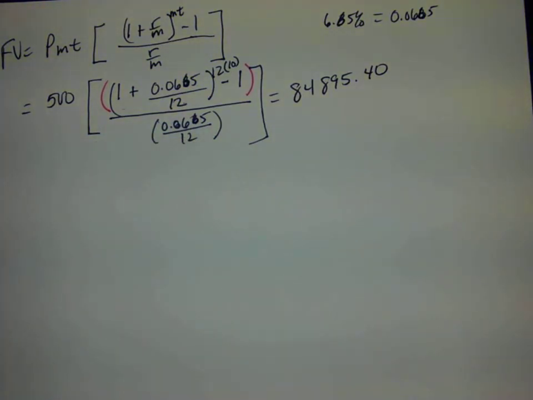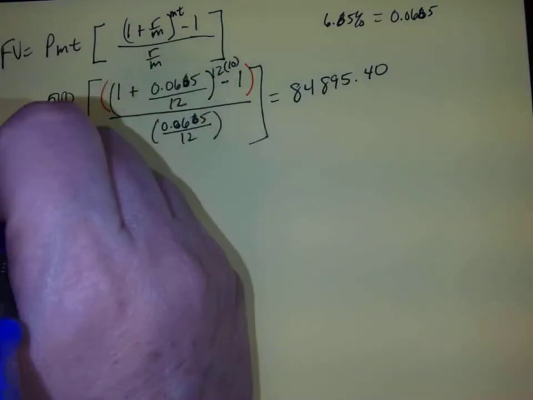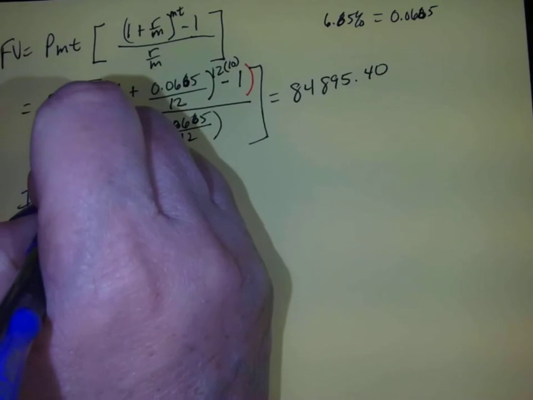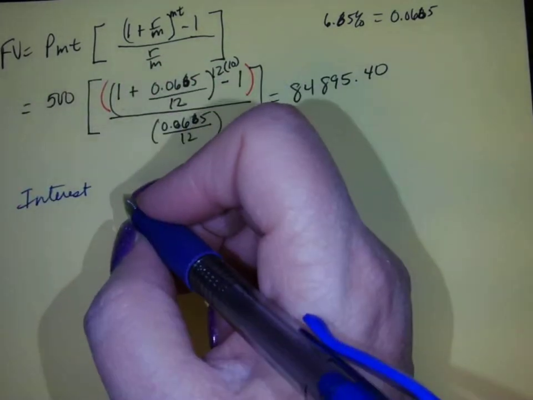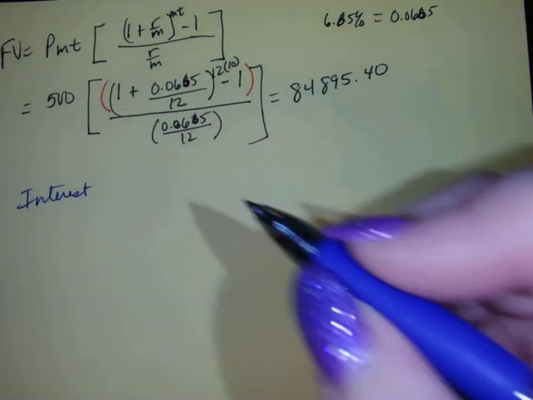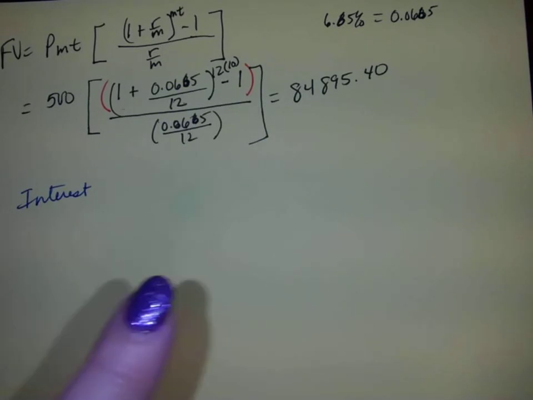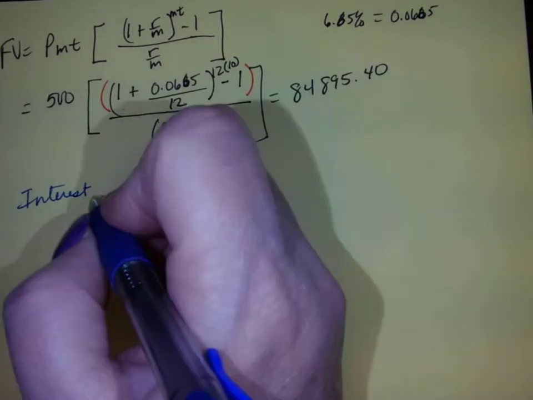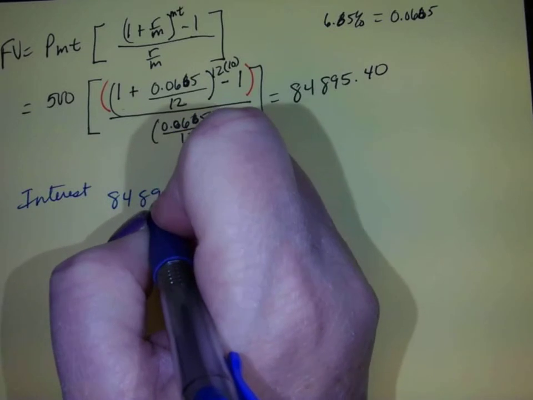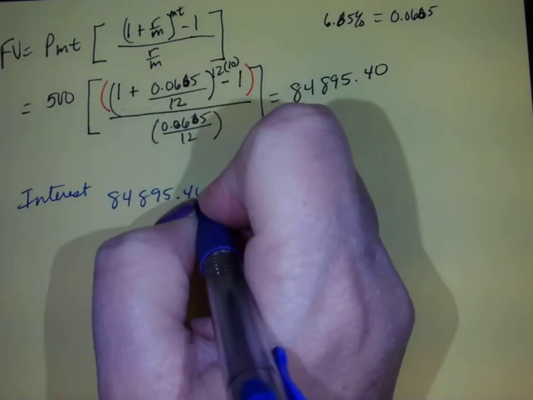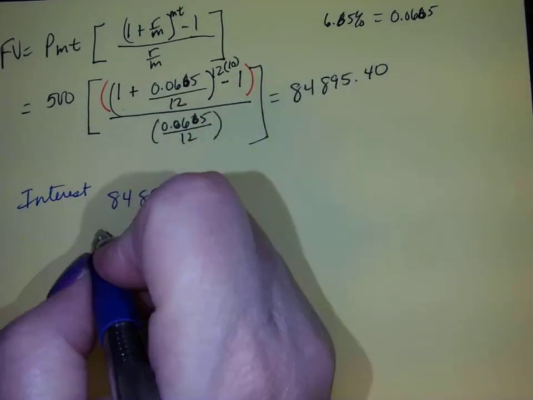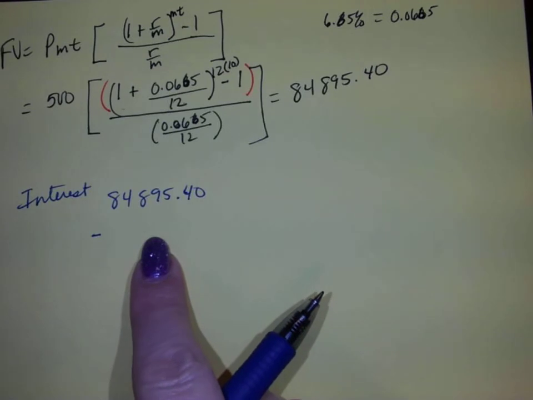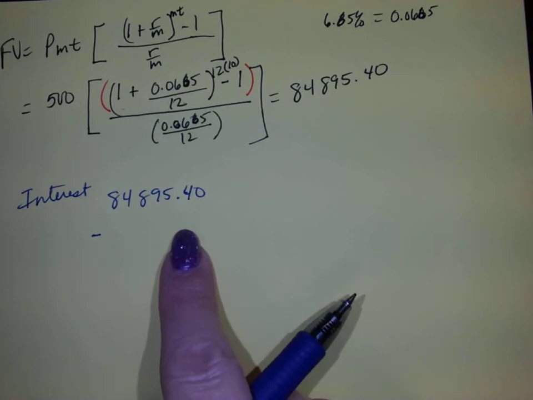Let's look at how much interest we also had to find out. When we're looking at how much of this is interest, we're going to take our accumulated, our future value, and we need to subtract out how much money we paid in. Well, how do we figure out that?